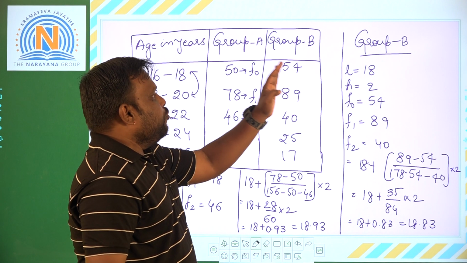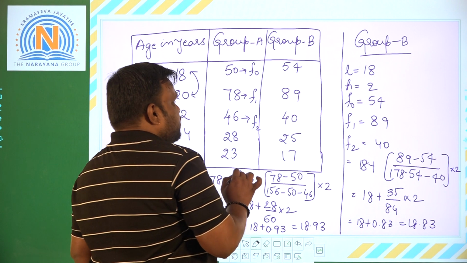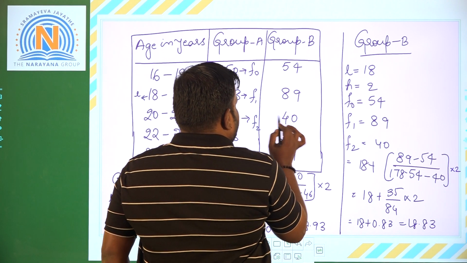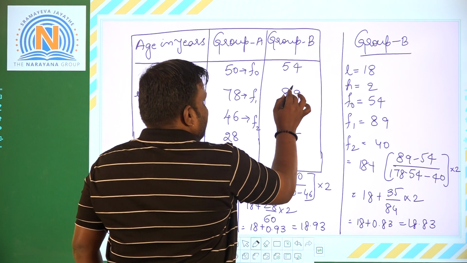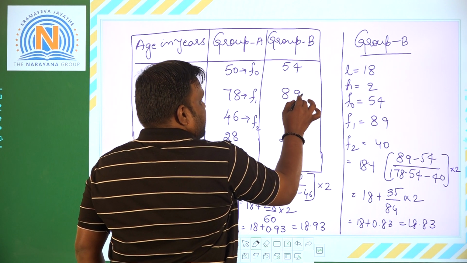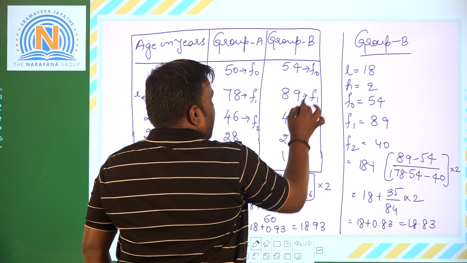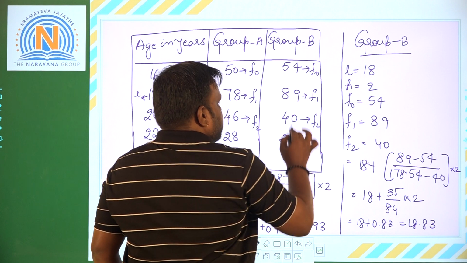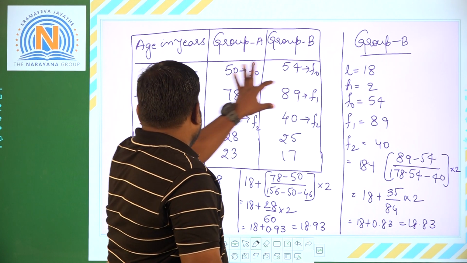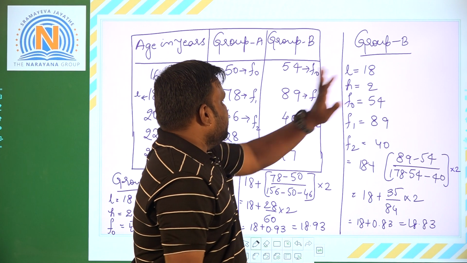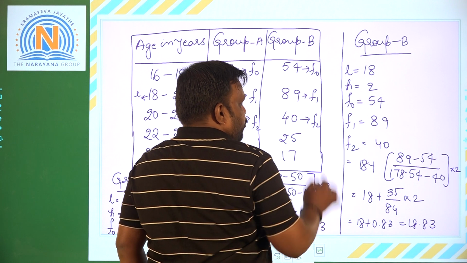Now let us enter into group B. In this group B, the highest frequency again is 89. This will be considered as F1, this will be F0, and the one below will be F2. So again the same thing. L will be taken as 18, this is the modal class, H is equal to 2, F0 is 54, F1 is 89, F2 is 40.